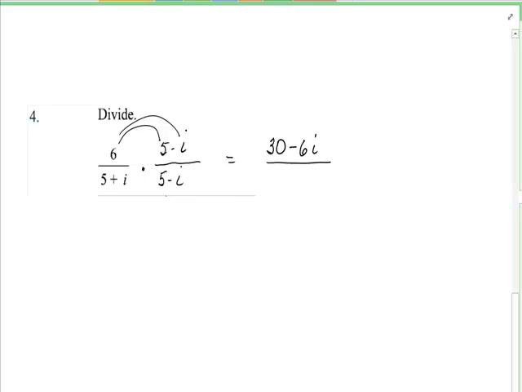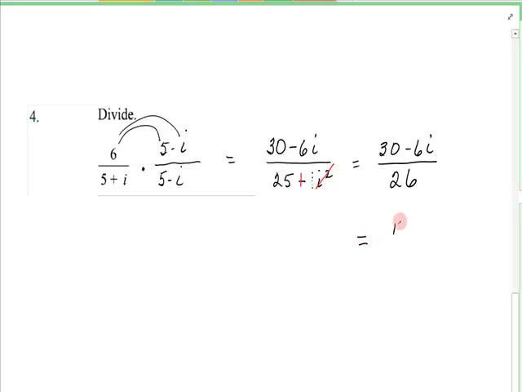The denominator, those are conjugates. 5 times 5 is 25. Outers and inners will cancel. i times negative i is negative, remember, implied 1, i squared. i squared changes the sign. So I have 30 minus 6i over 26, because it's 25 plus the 1. These are all even, so I should be able to divide them by 2.